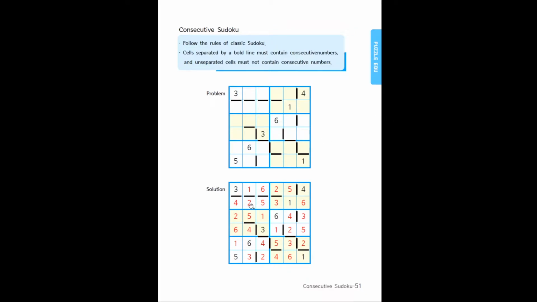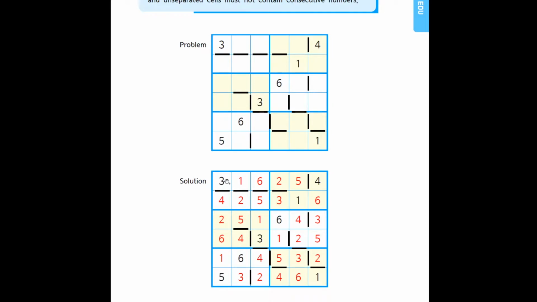If we look here at this example, you can see that this cell here that contains the number 3 is separated from the cell below it that contains the number 4 with a black line. Now, this is correct since the black lines separate consecutive numbers. But if you take a look at the cell to the right of the number 3, you can see that it has the number 1 and no black line. Well, this is correct because 1 and 3 are non-consecutive numbers.